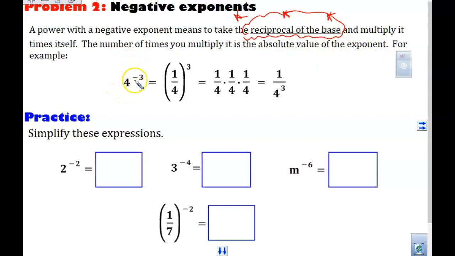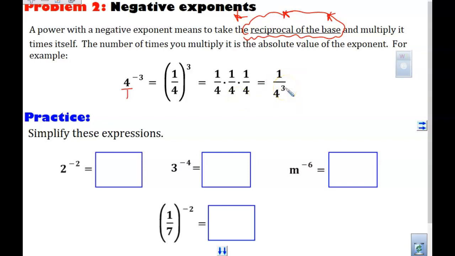For example, 4 to the negative 3 means take the reciprocal. And so one of my hints is I'm going to ask you to just write it as 4/1, because then a lot of you see it as a reciprocal much easier. So 4/1, the reciprocal is 1/4. I'm going to write that out how many times? 3 times: 1/4 times 1/4 times 1/4. Well, 1 times 1 times 1 is still 1, and 4 to the 3rd.